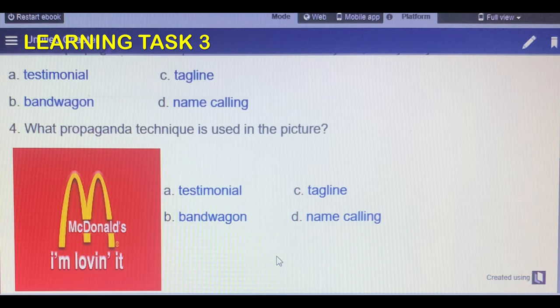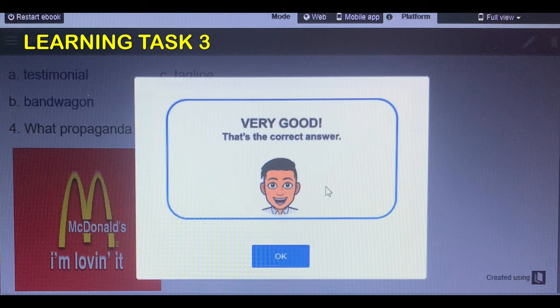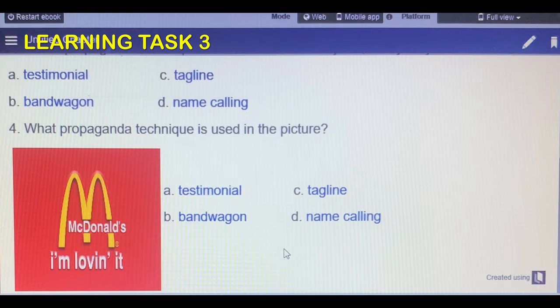Is it letter C? Tagline? Very good. That's the correct answer. And what tagline is used by this picture? Very good. It's I'm loving it.